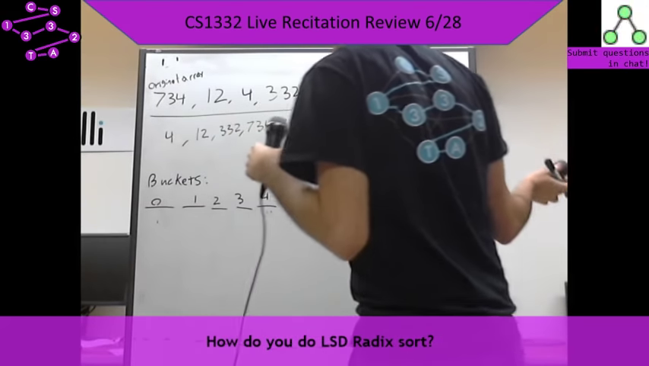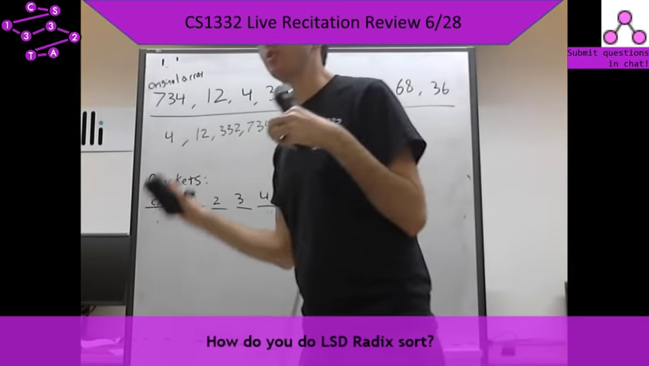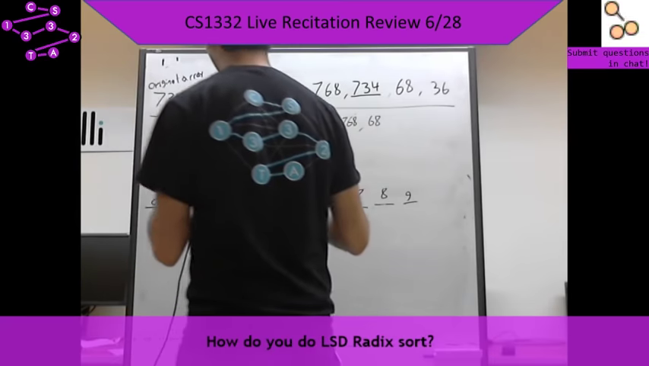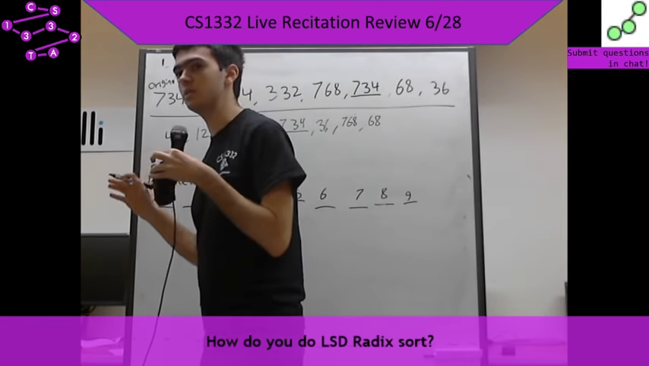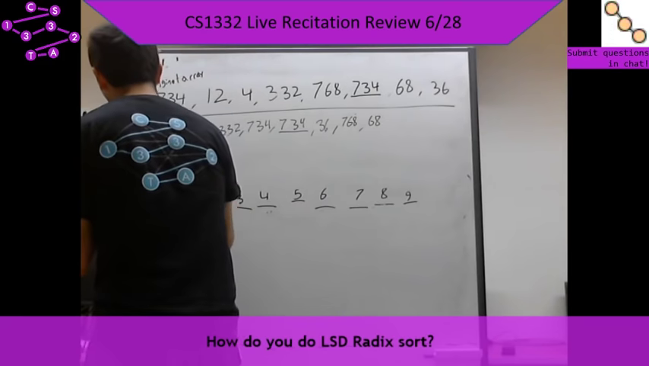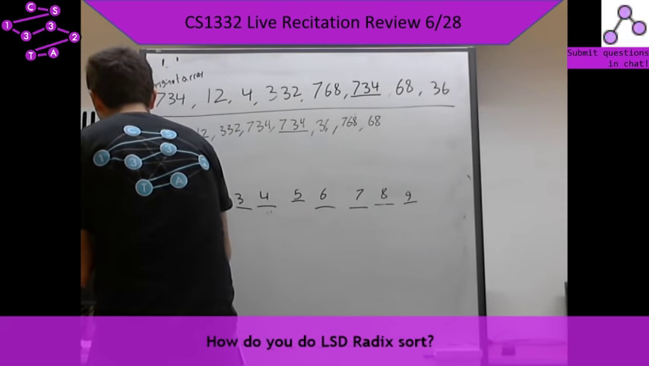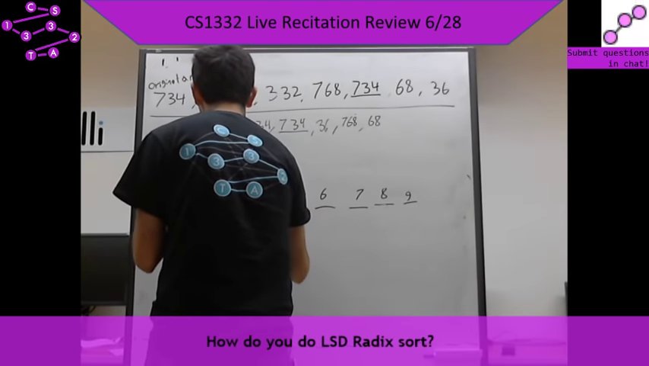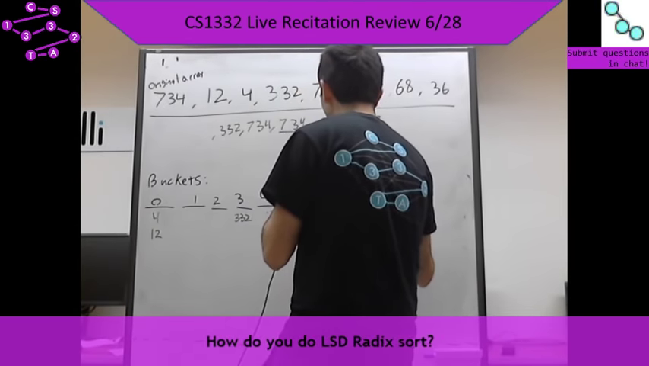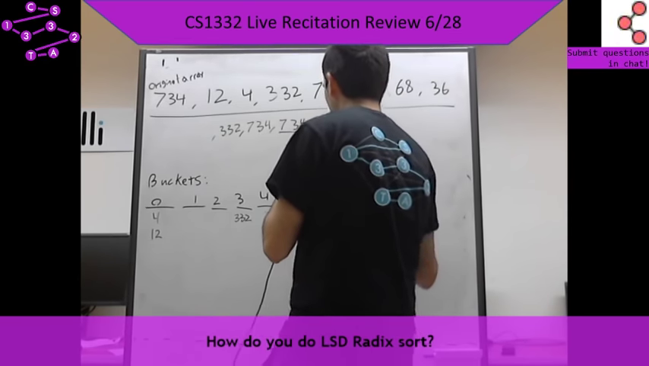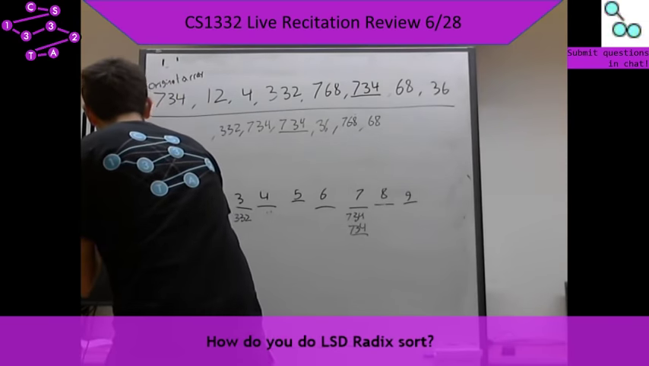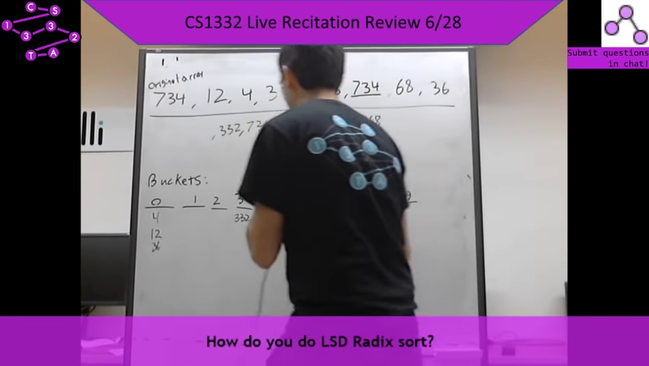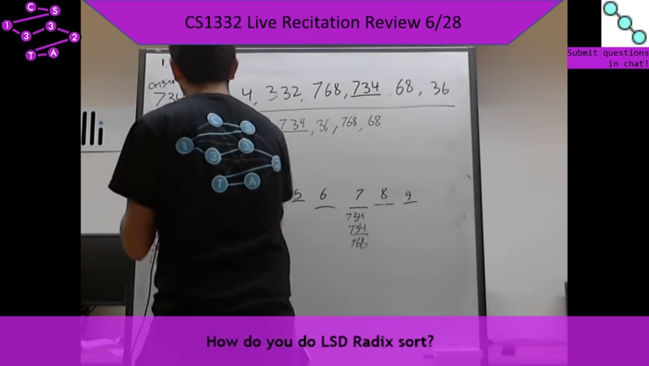Again, our array isn't sorted, and at this point it doesn't even particularly look close to getting sorted, but just one more iteration and we will fix everything. So now we're putting our elements into buckets by their hundreds digit. So 4 and 12 have no hundreds digit, so they go in the 0 bucket. 332 has a 3. Our 734 and duplicate. 36 also goes in our 0 bucket. Then 768 in here. And 68 in the 0 bucket.